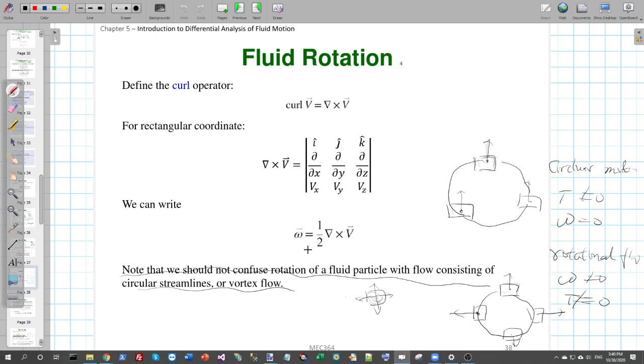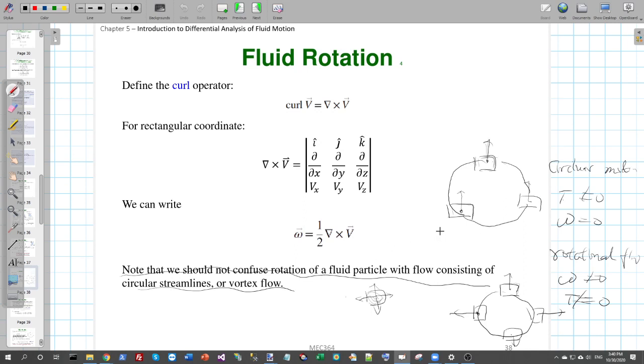All right, and so this omega shows you how the rotational motion will be, or how fast the rotation of the fluid particle is. And one thing we emphasized a lot during the last lecture is that we need to be careful that there is a difference between a particle subject to a circular motion and a particle with a local rotation of itself.